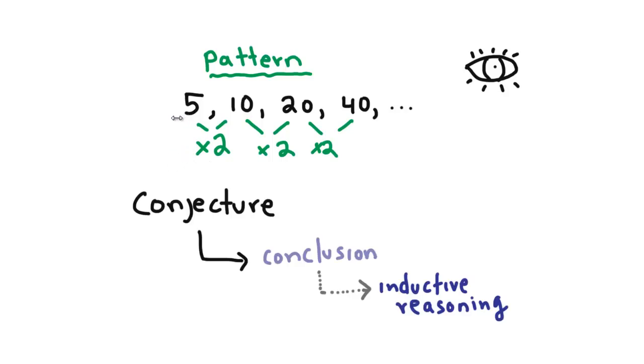So once you recognize that there is a pattern in this sequence, then you're ready to make a conjecture. And basically that's just the conclusion you make based on the inductive reasoning. With that said, you can use it to find the next term of this sequence. So the fifth term here would be just 80, because you take the 40 times it by 2, and then you can use that to find the next term and so on.